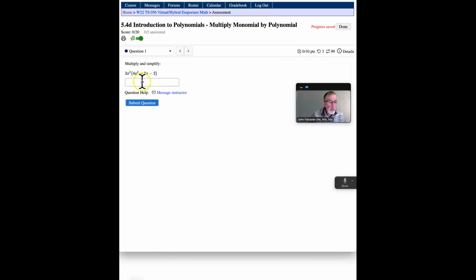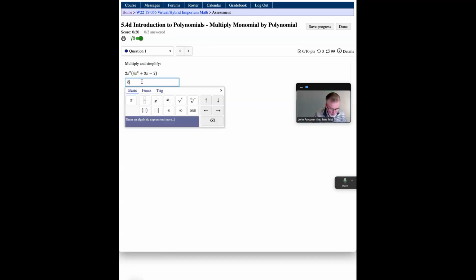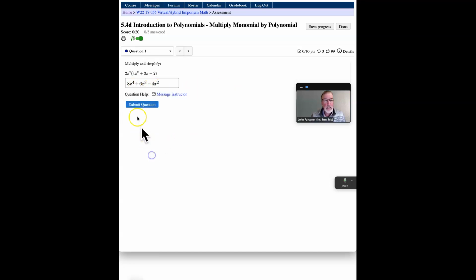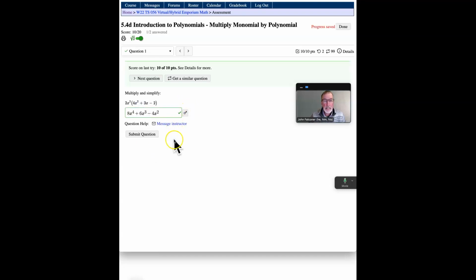Okay, so for my answer, I have 8x to the 4th, and then we're adding plus sign 6x, and then the uppercase 6 for the caret key. There's a 3, and then step to the right. You have to use the arrow key to step aside, and then we're subtracting 4x, uppercase 6, and a 2. And then just step to the right so that you get in that habit. 8x to the 4th plus 6x cubed minus 4x squared. Let's see how we did. Submit this answer. Awesome, we got it right.